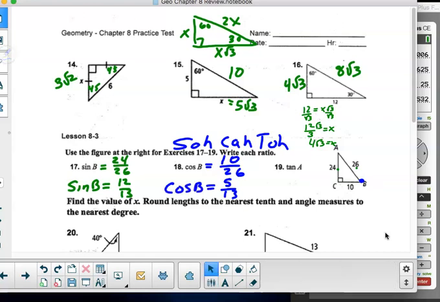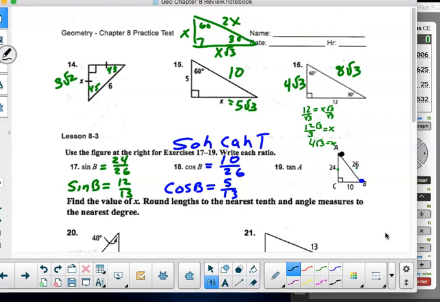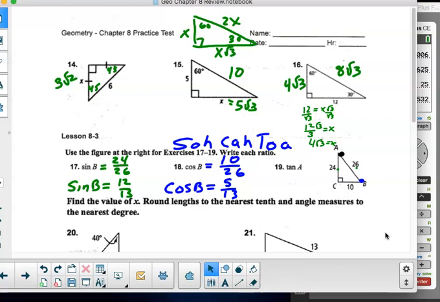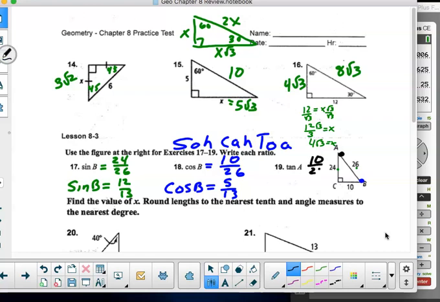Okay, the tangent of A. Boy, they changed angles on us. I wrote that the wrong way. TOA: tangent is opposite over adjacent. So I'm looking at 10 over 24, because this is my opposite to A and this is adjacent to A. And now I can go 5/12 for my tan of A.